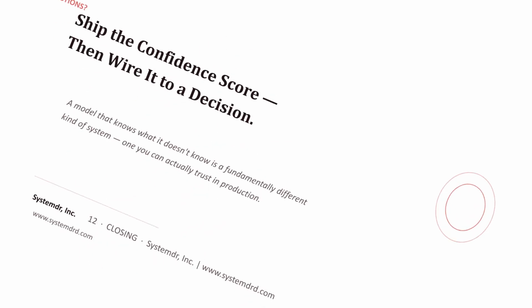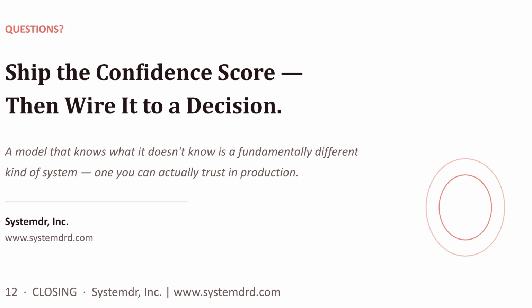Let's close. Let's bring this full circle. A model that knows what it doesn't know is a fundamentally different kind of system, one you can actually trust in production. The path we walked today: separate aleatoric from epistemic uncertainty. Pick a method matched to whether you can retrain, Bayesian networks, ensembles, or need a fast retrofit with a formal guarantee, conformal prediction. Monitor calibration continuously, not just at launch. And most importantly, make sure the resulting number actually drives a downstream action.